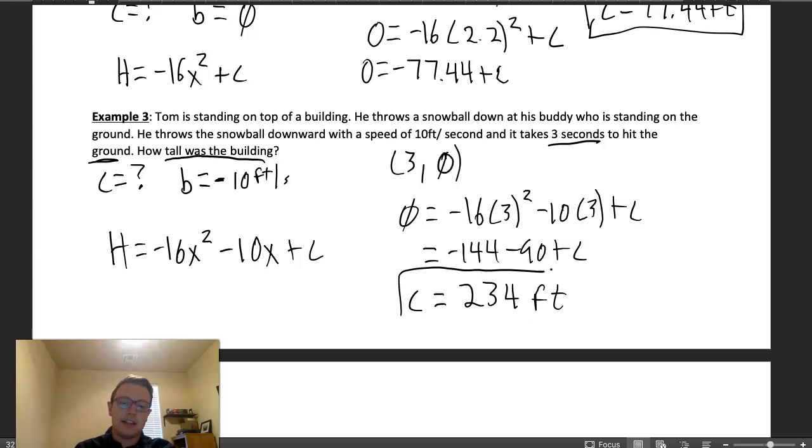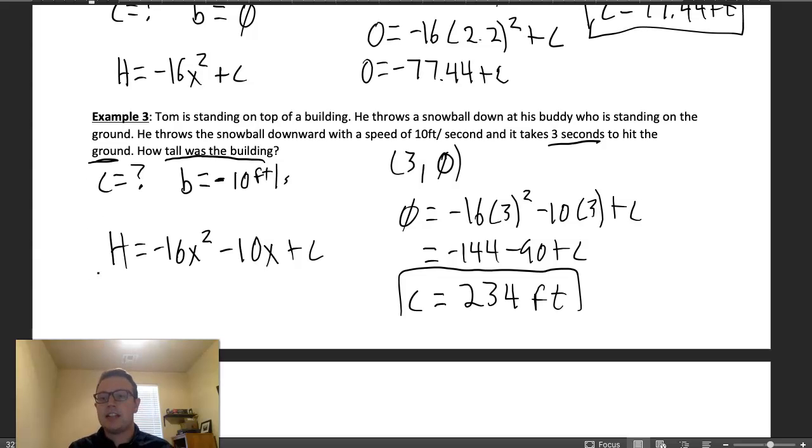Again, we can test this if we want by putting this in for this equation and seeing if we get 3, 0 when we substitute this in. So let's go ahead and try that. If we were to say h is equal to minus 16 times 3, or minus 144, minus 90 plus 234, h would be 0. So that turns out to be correct.